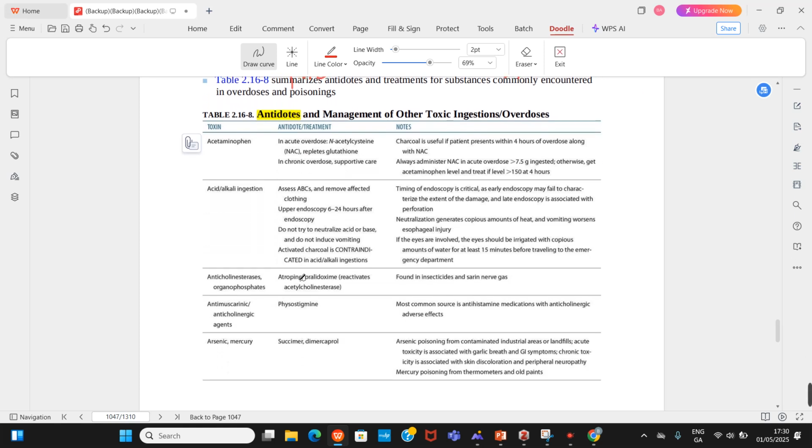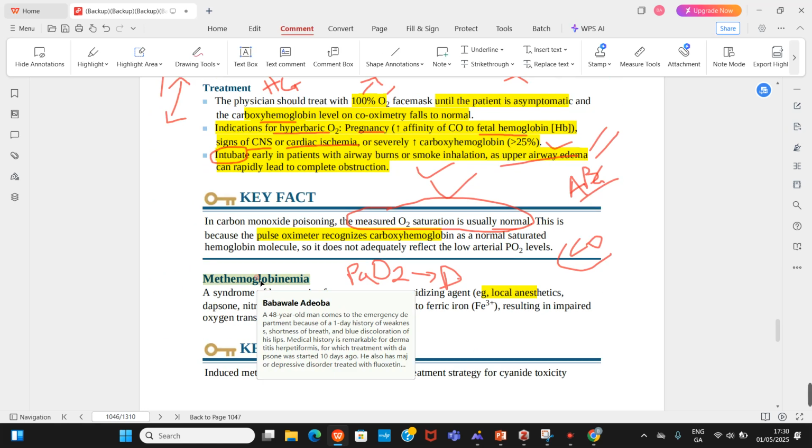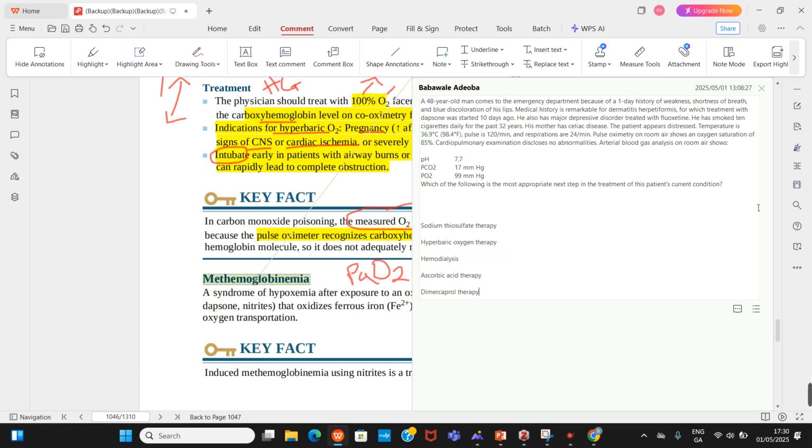Now, let us look at, I think, do I have a question there? Okay, I think I do. Yes. So, this is a 48-year-old man who comes to the emergency department because of one day history of weakness, shortness of breath, and blue discoloration of the lips, cyanosis. Medical history is remarkable for dermatitis, treated with dapsone. Okay, we know the focus now. Pulse oximetry on room air shows saturation of 85. Is that expected or not?